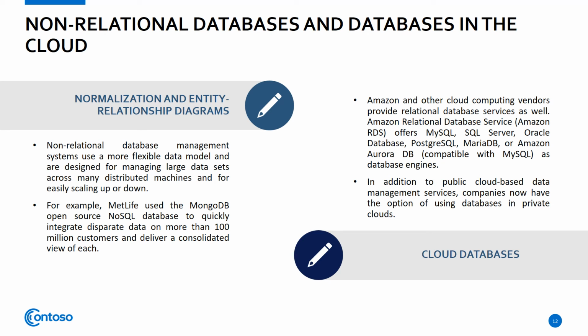Non-relational database management systems use a more flexible data model and are designed for managing large data sets across many distributed machines and for easily scaling up or down. For example, MetLife used the MongoDB open source NoSQL database to quickly integrate disparate data on more than 100 million customers and deliver a consolidated view of each.